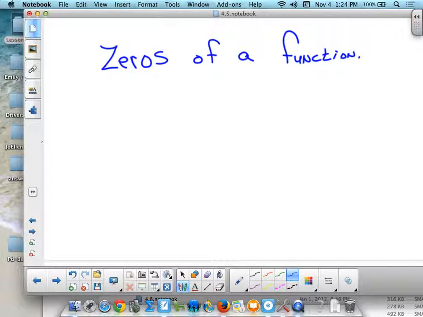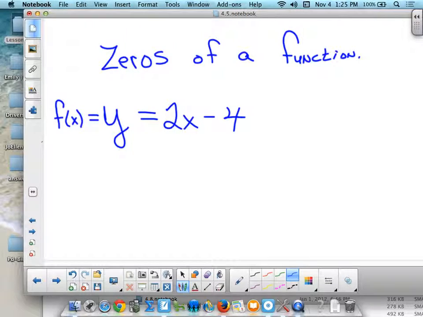Since we're looking for the zeros of a function, I'll start you out as easy as I can, with a linear function like this: y equals 2x minus 4. I'm going to put a y first. By the way, y could have been f of x. I could have said that, right? So f of x and y are the same thing.